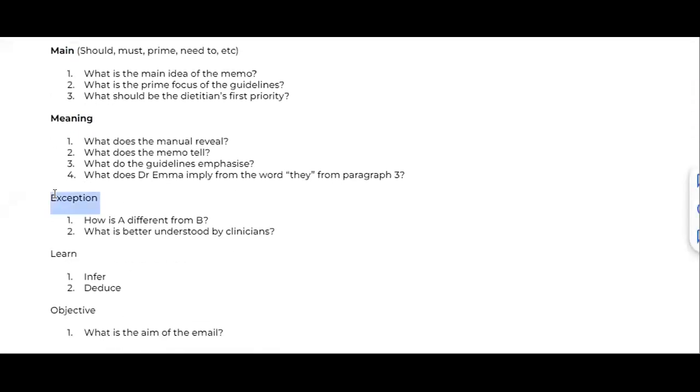The third one is exception type questions. Exception means, how is A different from B? What is better understood by clinicians? To understand this kind of question, you can easily go ahead.